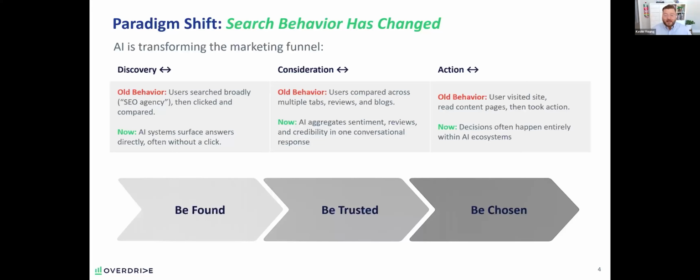trusted by the LLM. Lastly, in the action phase, users used to visit a site, they'd read content pages, then they would take an action. Now decisions are happening entirely off your domain and within these AI-based ecosystems. And that means for us to even be an option to be chosen by the end user in the AI-based experiences, we must first be found by the LLMs.